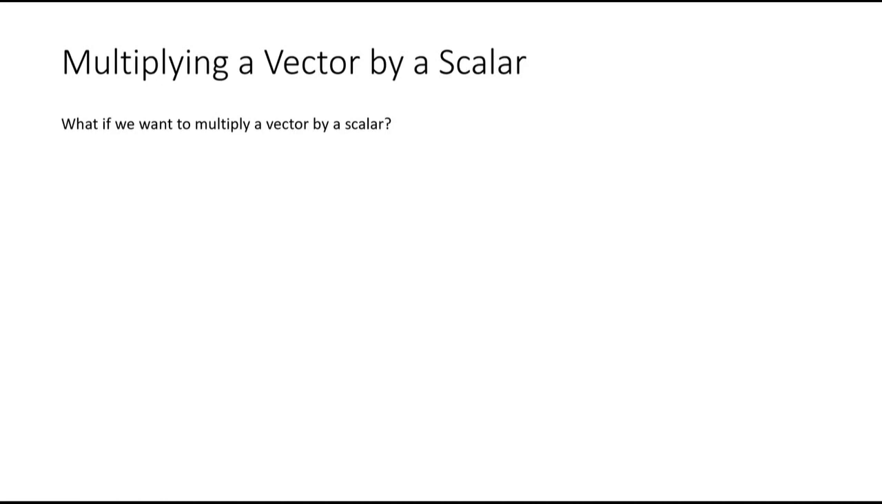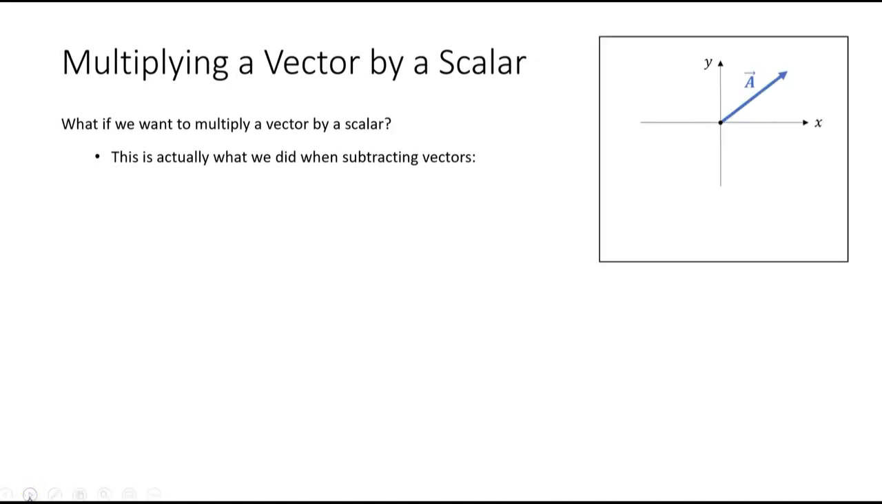Okay, so that's adding and subtracting vectors, but what if we want to multiply a vector by a scalar? So remember, a scalar is just a number with units perhaps, but it doesn't have a direction. All right, and so it turns out that this is something that we've already been doing quite a bit. For example, we did this when we were subtracting vectors. So let's look at an example here. So say we have some vector A, which I've drawn in on a coordinate system so that its tail is at the origin of that coordinate system.